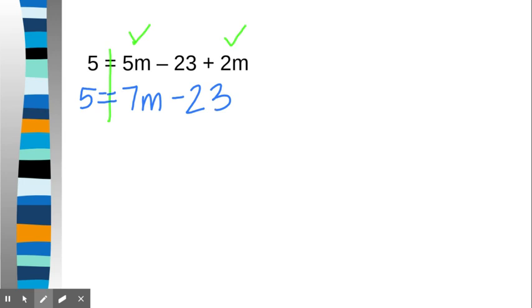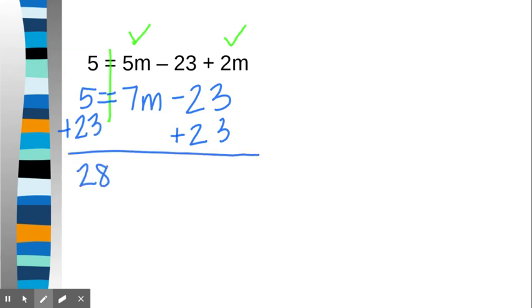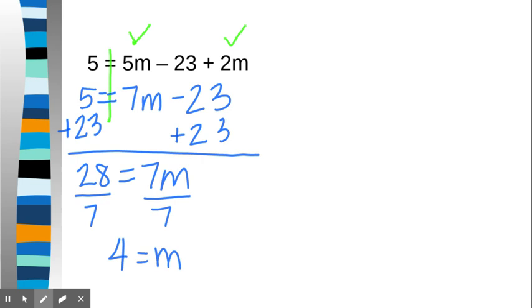My m is on the right side, so we want to move the 23 first because it's not connected to the m. So we'll add 23. That gives us a 28 equals 7m. And again, 7m is just multiplication, so we will divide by 7, leaving us with 4 equals m.